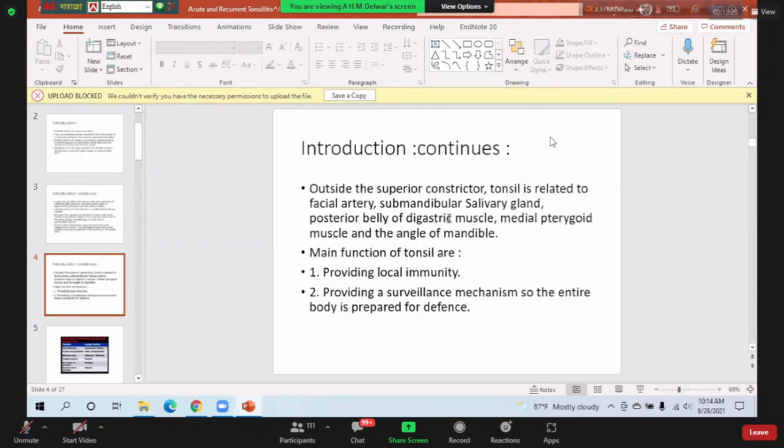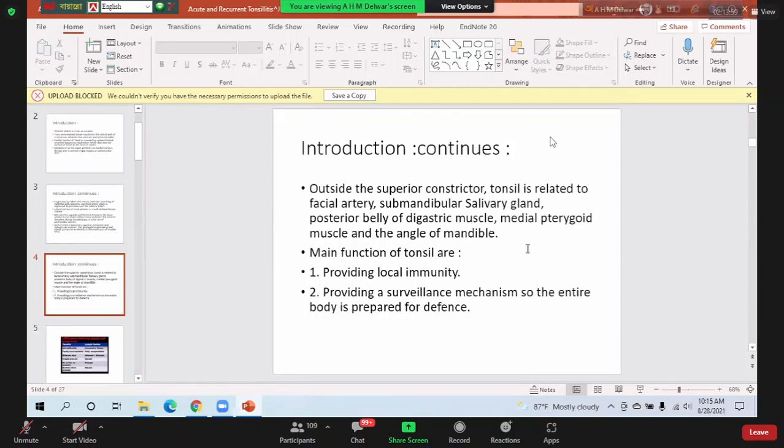So this is the applied anatomy of the tonsil. When you go to surgery, you should know the minimum relations of this, and you have a question: what is the relation of the tonsillar bed? Outside, you know, there is the superior constrictor muscle, the facial artery, most important, the submandibular salivary gland, the posterior belly of digastric muscle, the medial pterygoid muscle, and the angle of the mandible.